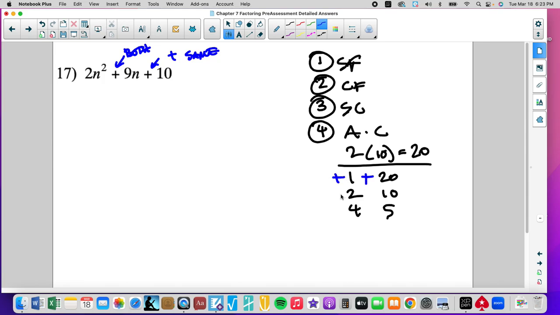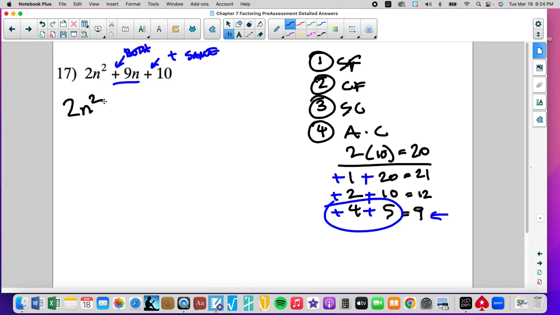So positive, positive. 21, 12, 9. 9 is my middle term, so I know it's going to be these two groups. It's not always going to be the bottom one. I know it seems like it, but it won't be, I promise. So 2n squared plus 4n plus 5n plus 10. 10 comes from here, the 2 comes from here, and this 9 is just being broken up into two products, so we can factor by grouping.